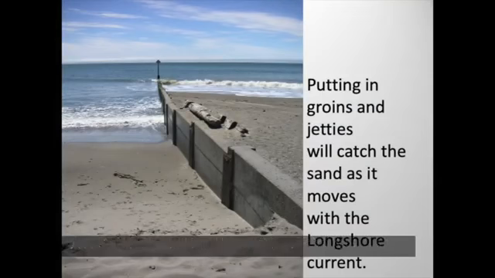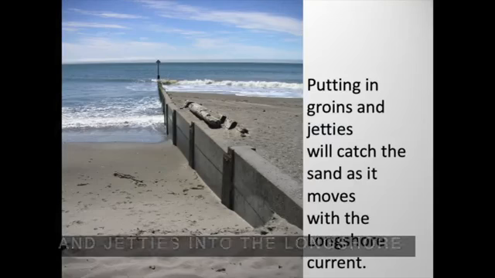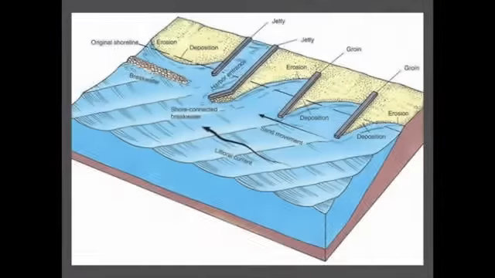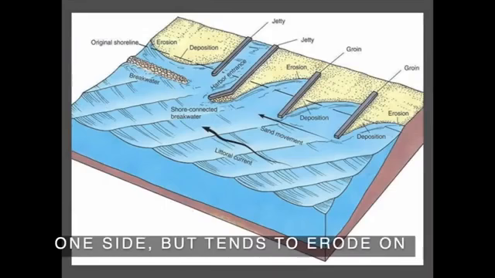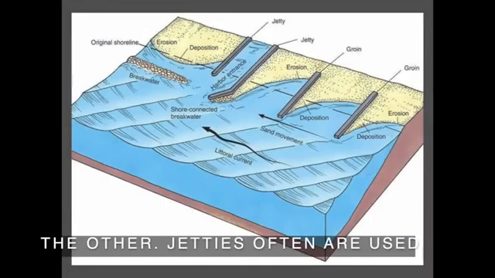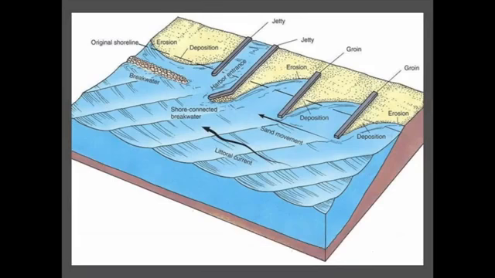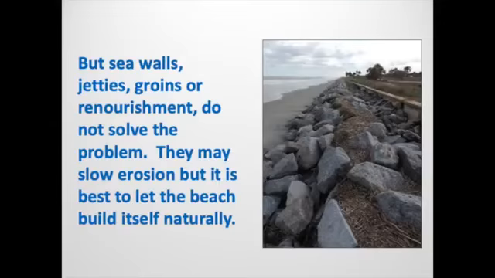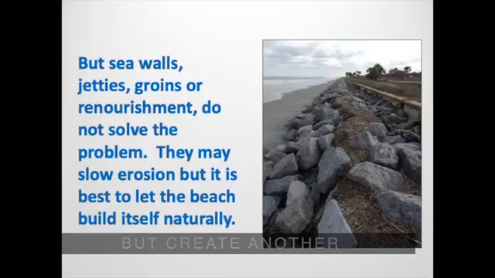Another method of trying to slow erosion is building groins and jetties into the longshore current to catch the moving sand. Sand is deposited and builds on one side, but tends to erode on the other. Jetties often are used to protect harbor entrances. Sometimes you solve one problem, but create another somewhere else.